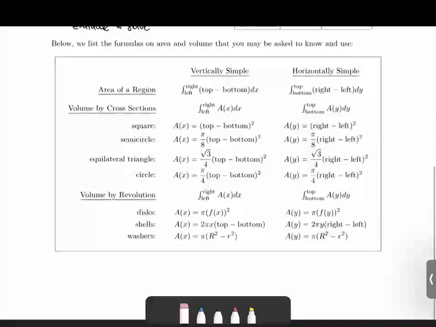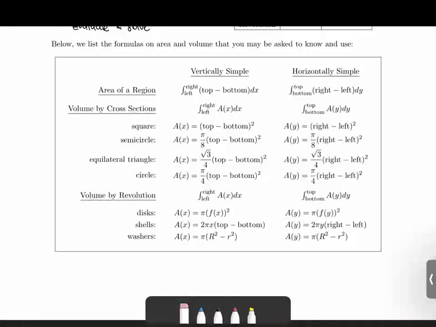And then we have some more formulas that, again, depending on your instructor, you may or may not be asked to memorize or be aware of. But again, just to highlight the similarities between vertically simple is that for all of these, our bounds are going to be the same. The top bound is the right, the bottom bound is the left. Our integrand is what's changing.